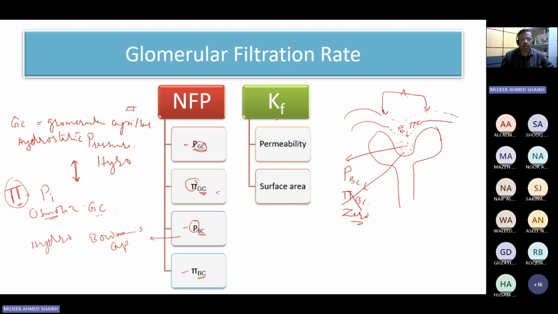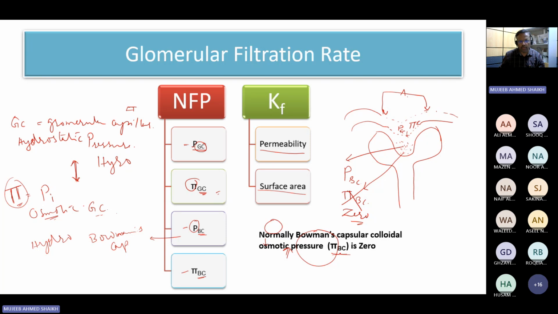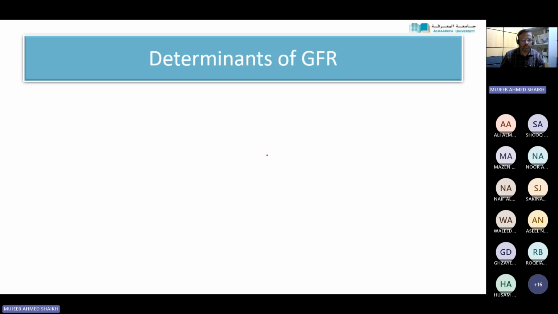Next, what other factors are responsible for glomerular filtration? Permeability: how permeable this membrane or capillary is for any ion, and how much surface area is available. Depending upon that, the filtration rate may be less here or more here. Now go to the next slide. Normally in the Bowman's capsule, as I told you, no protein is filtered. That's why pi BC is 0.